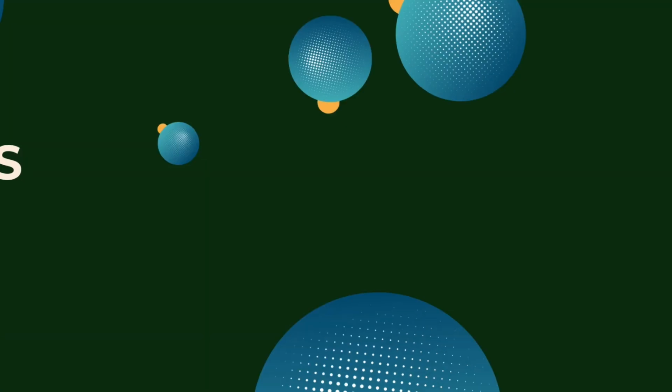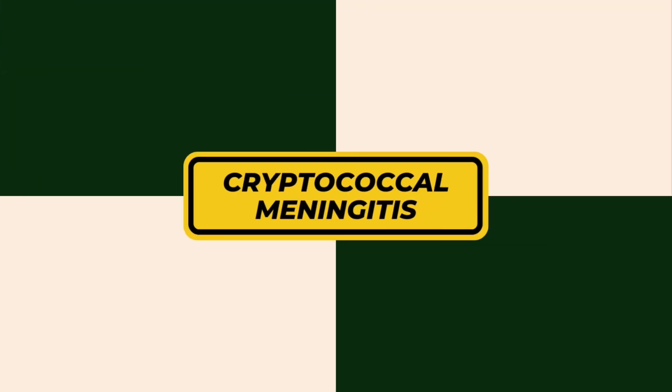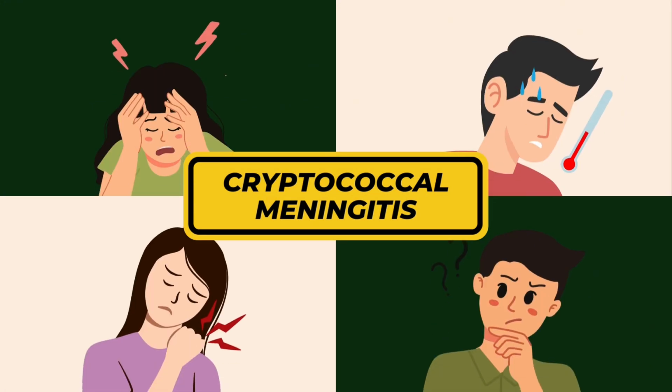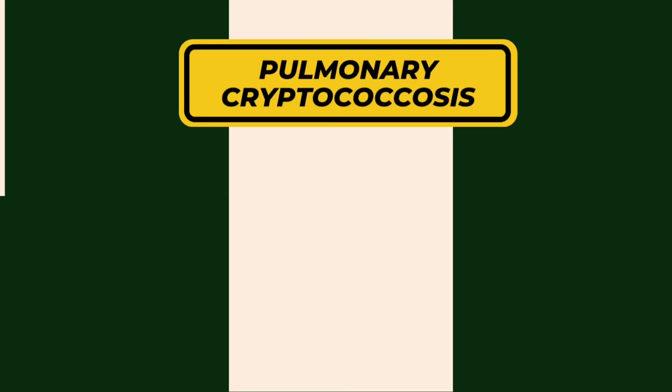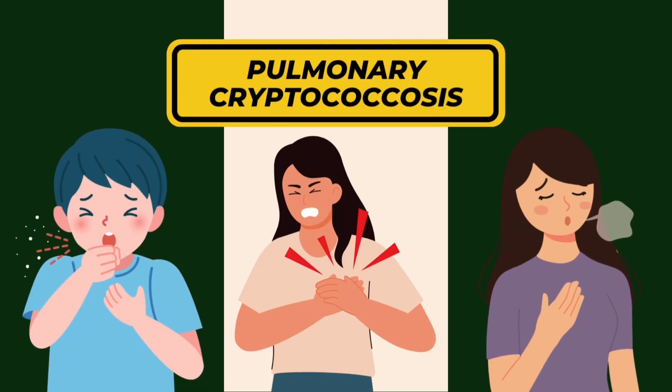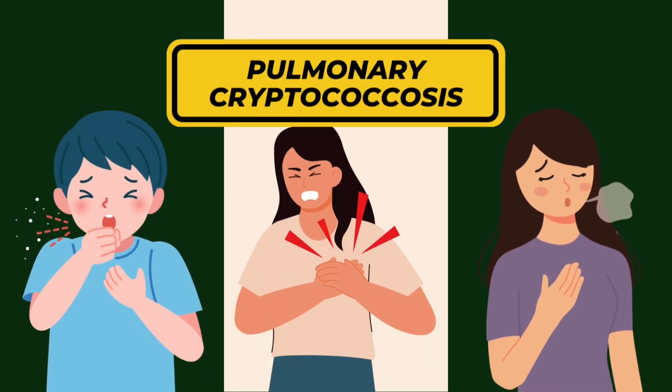Cryptococcus neoformans can cause various diseases, depending on the site of infection and the immune status of the host. The most serious condition is cryptococcal meningitis, especially in immunocompromised individuals. Symptoms may include headache, fever, vomiting, neck stiffness, and altered mental status. In the lungs, it can cause pulmonary cryptococcosis, with symptoms such as coughing, chest pain, and difficulty breathing.